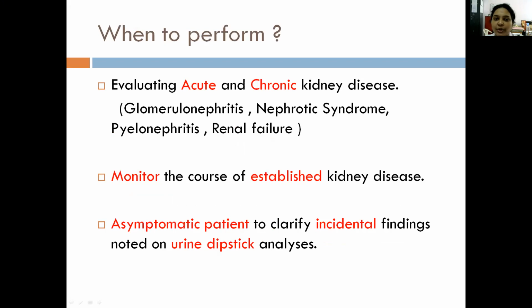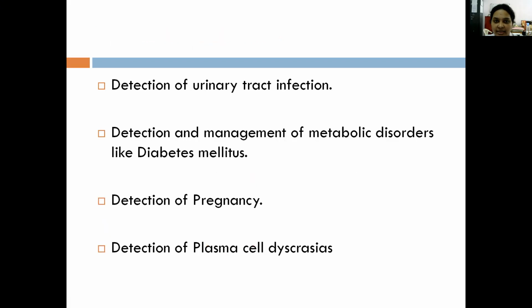So when to perform urine examination? In case of evaluating acute and chronic kidney disease, namely glomerulonephritis, nephrotic syndrome, pyelonephritis, and renal failure. Nephrotic syndrome is one of the most common causes of proteinuria. Then, to monitor the course of established kidney disease. And in an asymptomatic patient, to clarify the incidental findings noted on urine dipstick analysis.